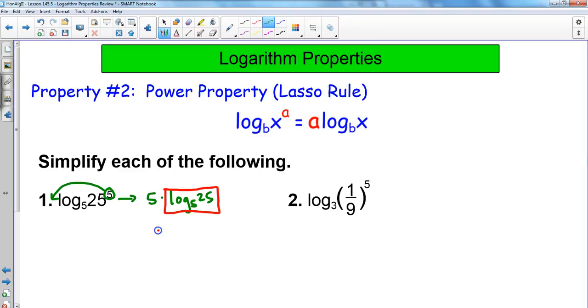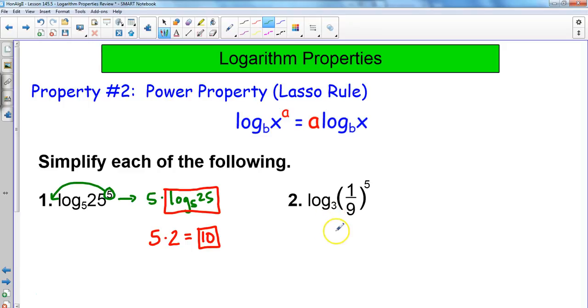So when we bring this down, we know that this is equivalent to 5 times, and this is asking what exponent on 5 gives us 25. Well, 5 squared is 25, so the exponent is 2. So the log base 5 of 25 is 2. And to simplify even further, we know that 5 times 2 is 10, and that's our ultimate answer.